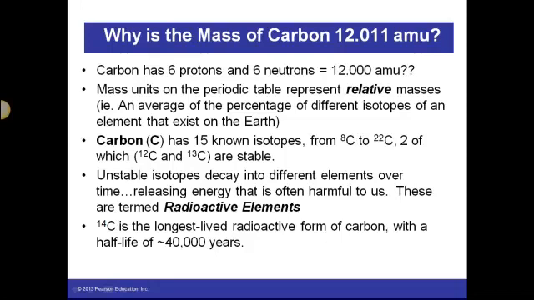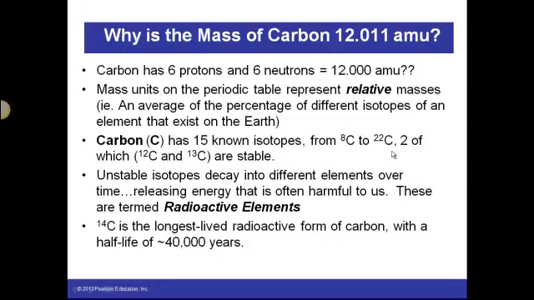Carbon is a great example of an element that has a lot of different isotopes. There are 15 known isotopes for carbon. They range from C8 to C22, and these are the atomic mass numbers.